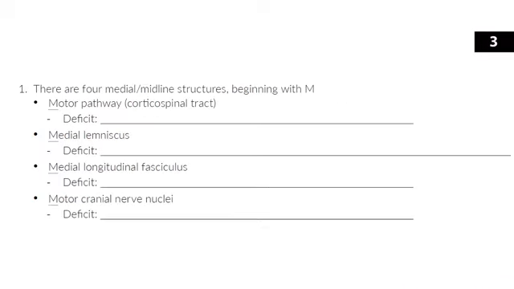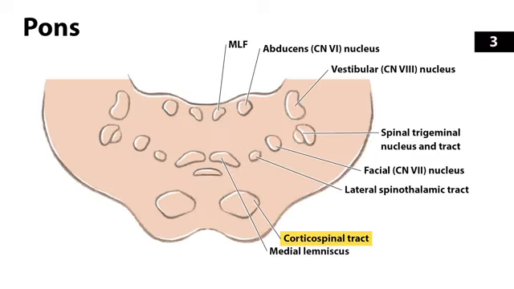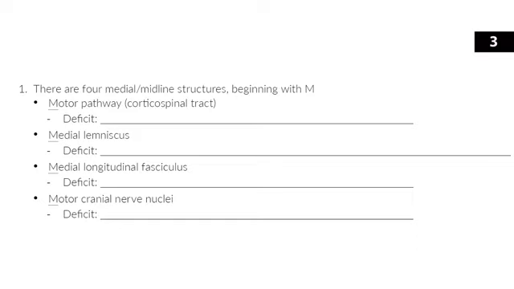The first 2 rules help you to remember the long tract symptoms. The first rule says that there are 4 medial structures that begin with an M. There's the motor pathway, which is the corticospinal tract. So if you go back and look at the diagrams of the brainstem, the corticospinal tract is located in the medial pons and in the pyramids of the medulla. And what kind of neurological deficit would you expect from a lesion of the corticospinal tract? Weakness of the contralateral arm and leg.